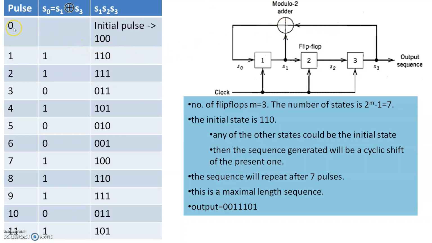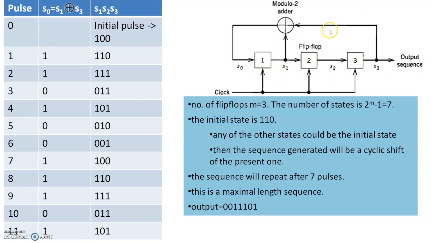Now let us see this table. We have pulses given. We have S1 modulo 2 addition S3, and we have the pulses in the order S1, S2, S3. So for the initial pulse, we have to assume an initial state. We already discussed that the length of the sequence depends upon the number of flip-flops, the initial state, and the feedback logic. So the initial state is important. I am assuming the initial state as 100. Remember, here it is 1, here it is 0, here it is 0, so the state of the flip-flops is 100.